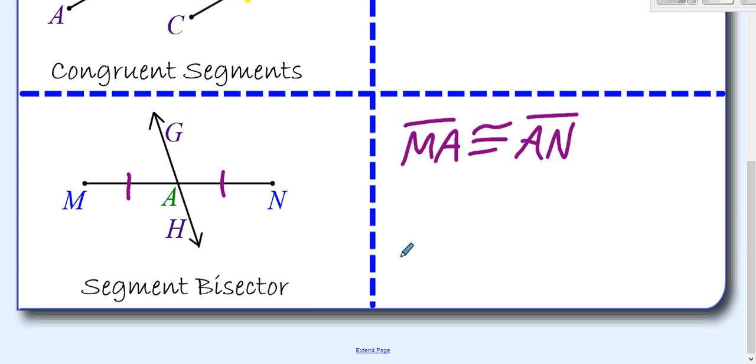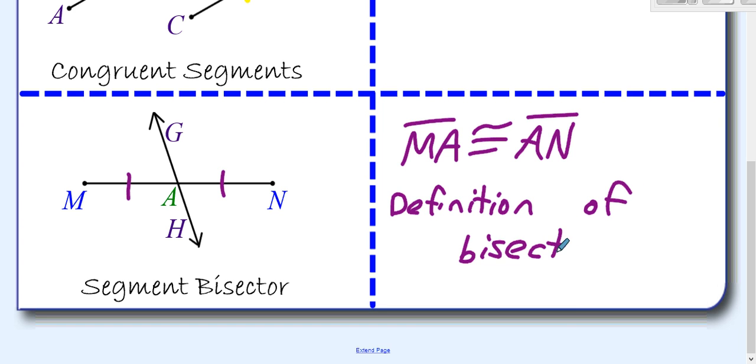Now, going from knowing something's a segment bisector to that statement, that MA is congruent to AN, you're going to have to back that up with a reason, because this is our statement. Your reason is to be a definition, a property, or a postulate or theorem. This would be a definition. Definition of bisect. Bisect means cut into two equal pieces. There's our two equal pieces, two congruent pieces.